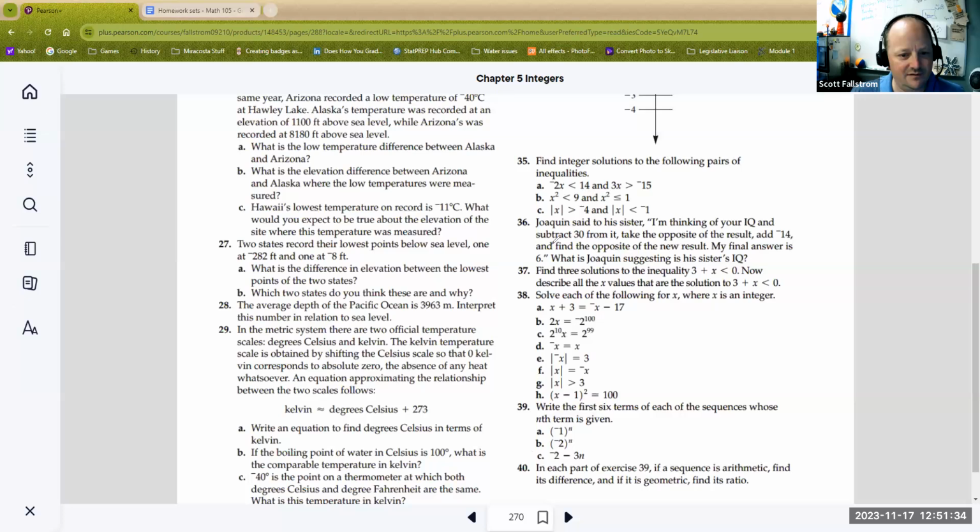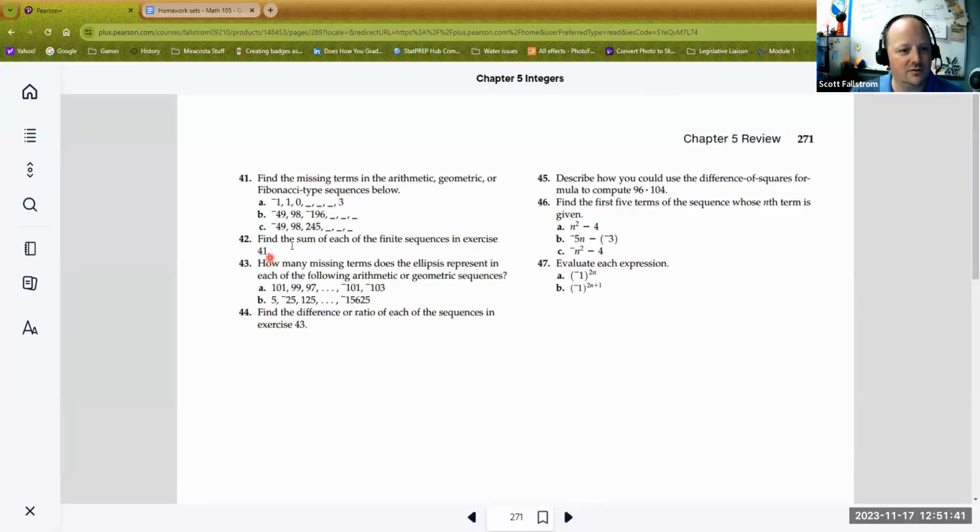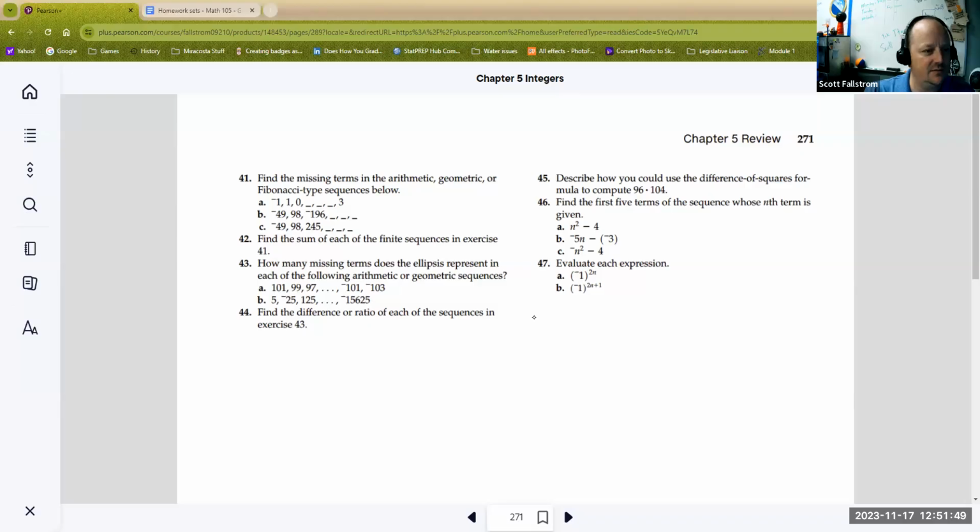So that's 35. We'll jump down now to the next question the student had, which is question 41. We had 41, 42, and 43. Okay. So 41, let's check. 41, find the missing terms, arithmetic, geometric, or Fibonacci type.